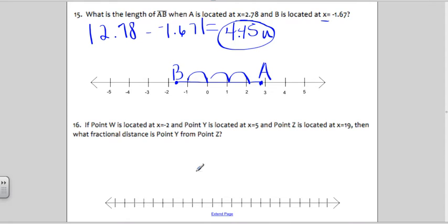Okay, number 16 is where we start talking about that fractional distance. Fractional distance just means how much of the line is being represented by a fraction. So if we break it up into thirds or fifths or fourths, we want to know what fraction of the line is being represented. So here we have points that we can plot. So I have my first point at negative 2.